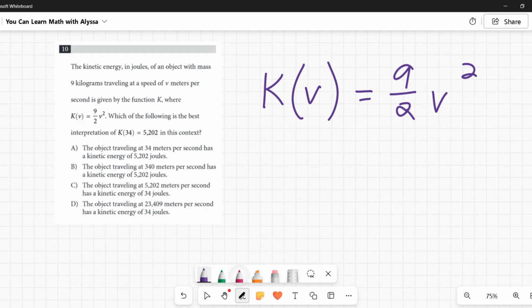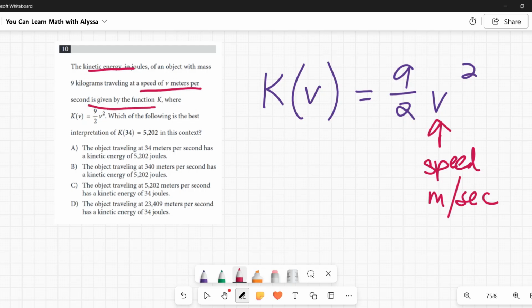So there's an object with a mass of 9 kilograms. Now it's tempting to think, since it's 9 kilograms and we have a 9 here, that 9 represents the mass, but we're not told that. So don't assume what's not told. What is told is that v, the speed, is v meters per second. Okay, so v here is my speed in meters per second. That I am told. And I'm told that the kinetic energy is given by this function. So the function is giving me the amount of kinetic energy. If I do this math over here on the right, I will get the kinetic energy.